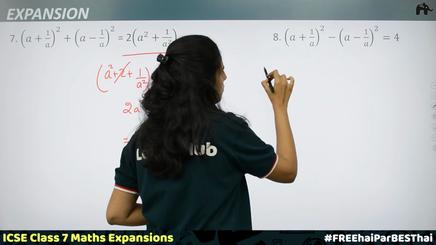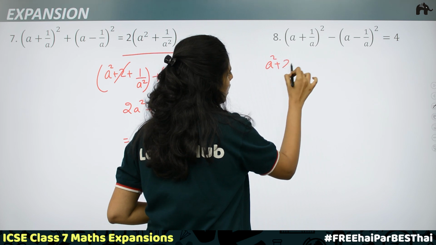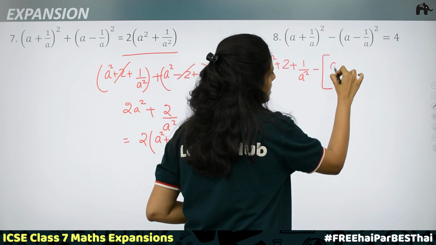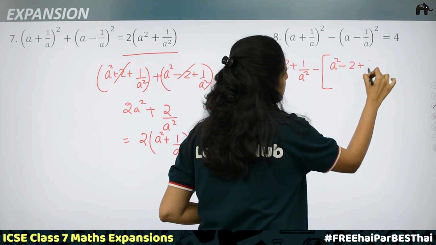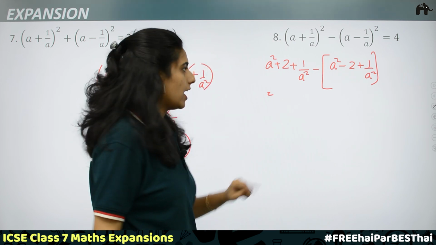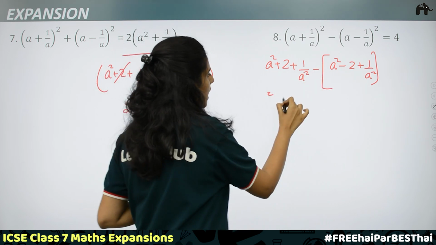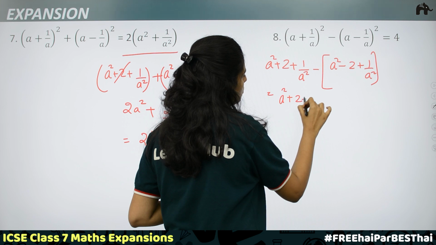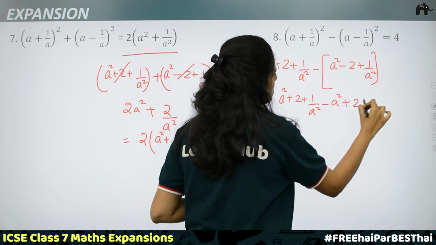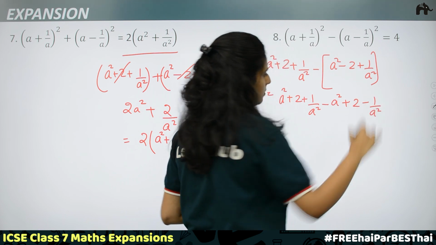(A plus 1 by A) whole square is A square plus 2 plus 1 by A square, minus (A square minus 2 plus 1 by A square). This is equal to, we are going to remove the brackets and distribute the negative sign: A square plus 2 plus 1 by A square minus A square plus 2 minus 1 by A square.